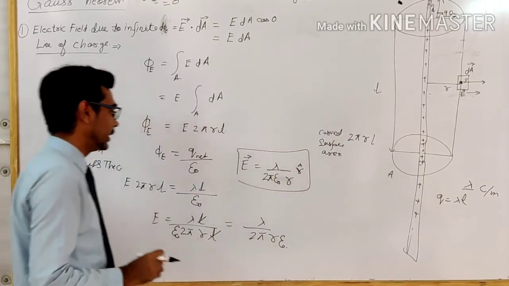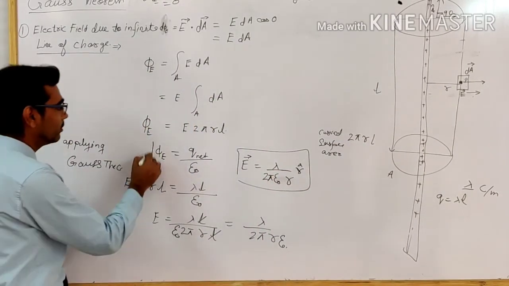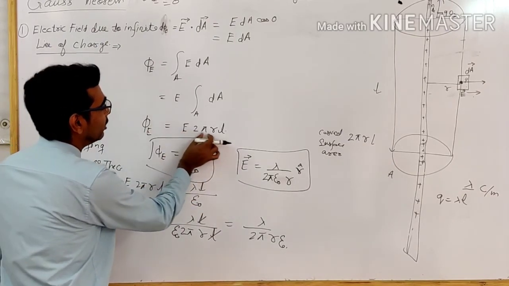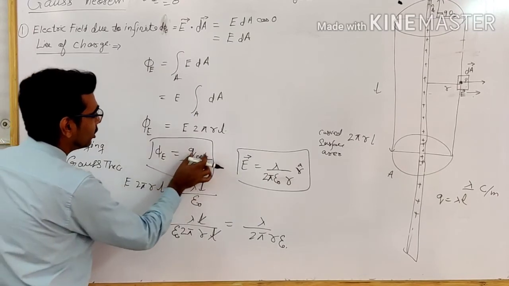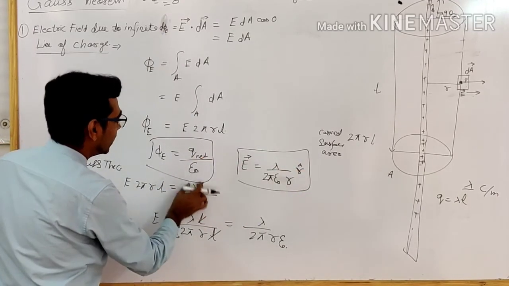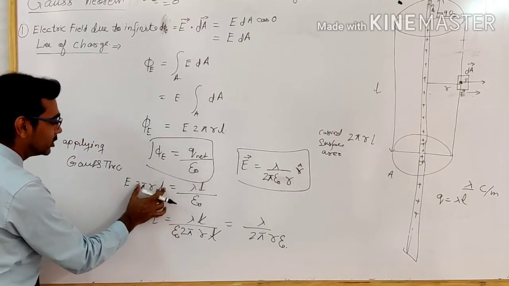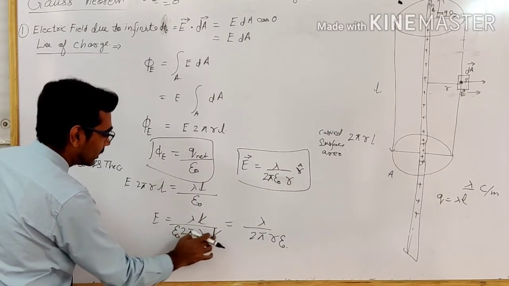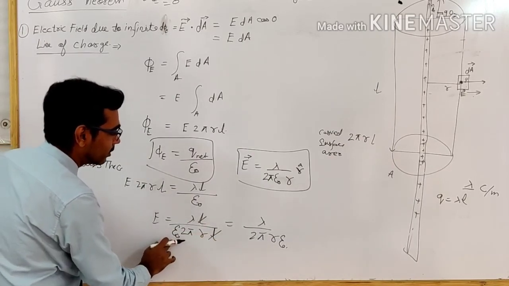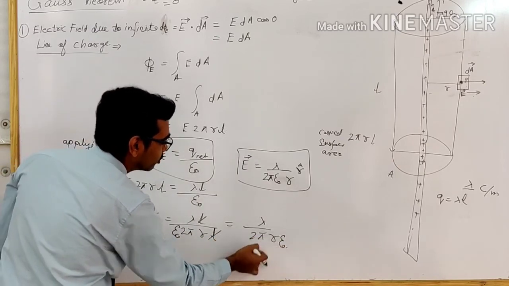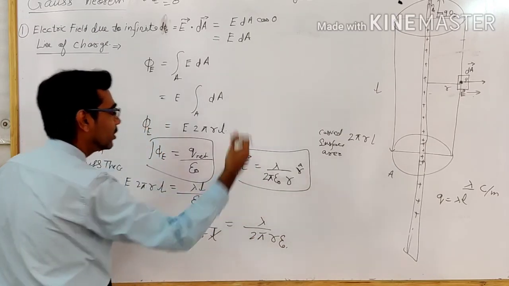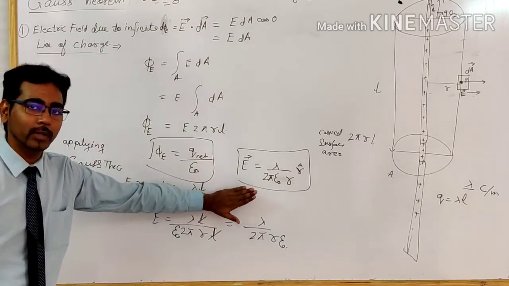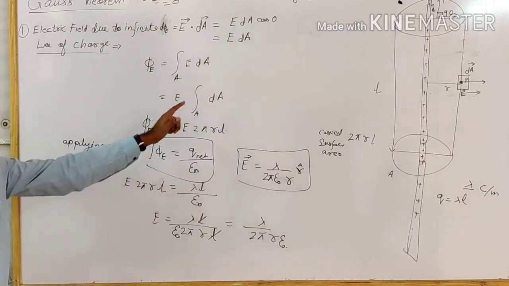Now this is correct, because the Gauss theorem is Q net upon epsilon naught. Phi E is equal to E 2 pi RL. Q net is equal to lambda L divided by epsilon naught. Shift this in the denominator: lambda L upon 2 pi R, L gets cancelled, and epsilon naught. Better to switch the place: lambda upon 2 pi epsilon naught R. So we have calculated the electric field with the help of the Gauss theorem.